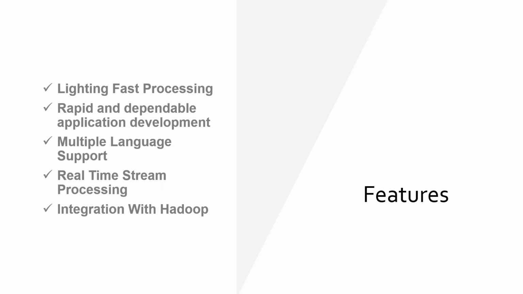Let us now discuss some of the important features of Spark. Lightning fast processing. In big data processing, speed takes the central place of importance. Fast processing of huge datasets is the priority here. Spark makes applications in Hadoop clusters capable of running 100 times faster in memory and 10 times faster while running on disk.